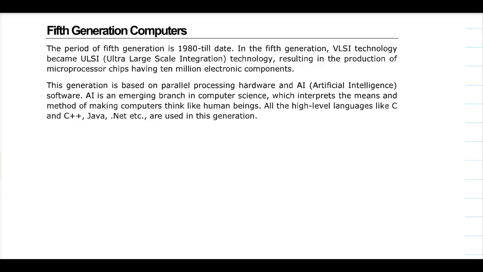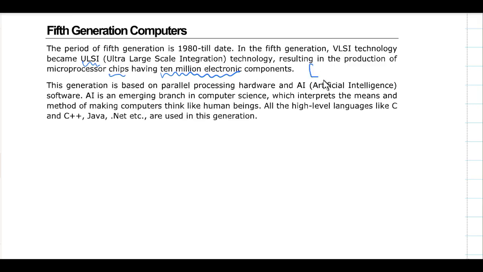Fifth generation computers. This period of the fifth generation is from 1980 to date. In the fifth generation, we talked about VLSI being replaced by ULSI, or ultra large scale integration technology, which resulted in the production of microchips having 10 million components in one chip. So this is now the chip that has allowed you to have tablets. These chips that are called ultra are capable of storing 10 million electronic components.